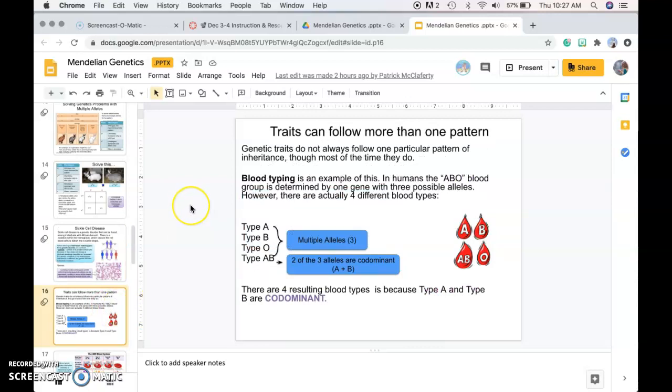Traits can follow more than one pattern. Blood typing is an example of this. In humans, the ABO blood group is determined by one gene and 3 possible alleles. However, there's actually 4 different blood types, right? You can be A, B, O, AB, and then you can be positive or negative of either of those. There are 4 resulting blood types because type A and type B are both codominant. So if you inherit 2 A's from your mom and from your dad, then you're type A. But if you inherit an A and a B, then you're AB.